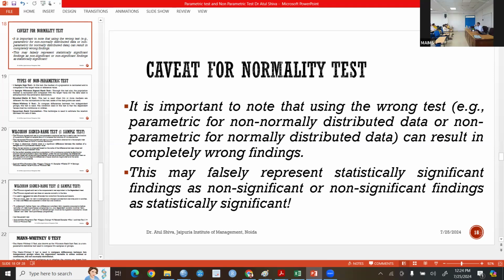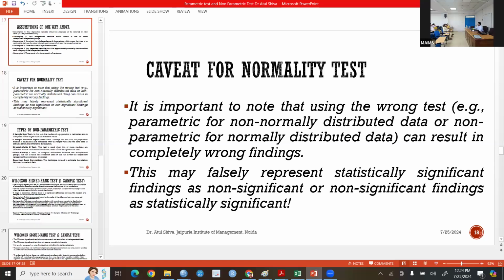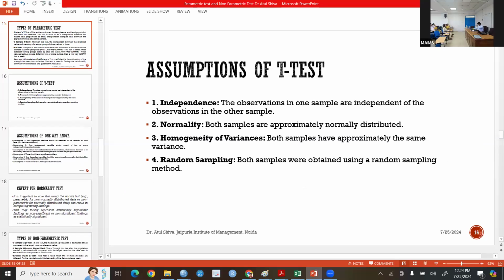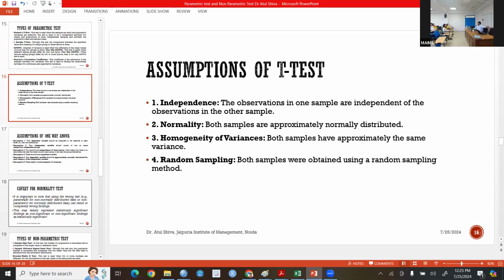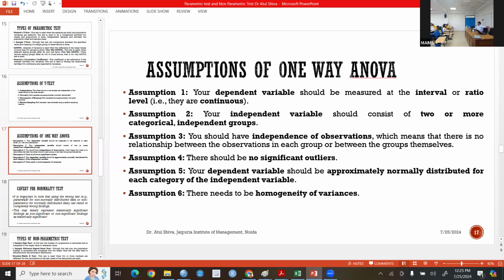So the tests are very simple. We have only gone for them, but the application must be clear to us. Before we go for the t-test, which is a parametric test, and one-way ANOVA, which is parametric, we must know whether they are applicable or not. Many researchers blindly apply the t-test and one-way ANOVA, not giving this KS and Shapiro. So try to understand. Therefore, I have given you a file.